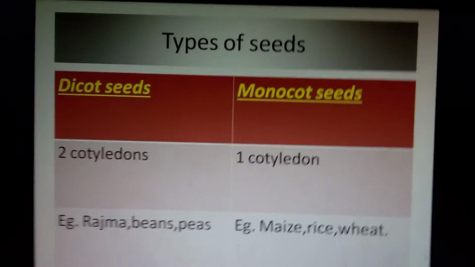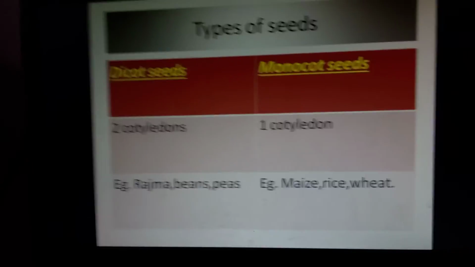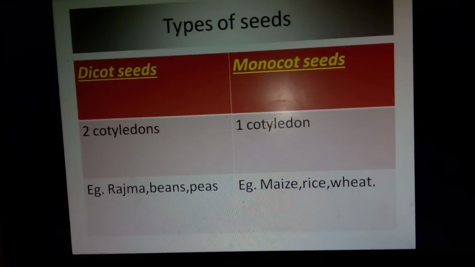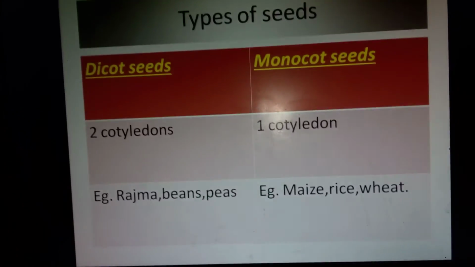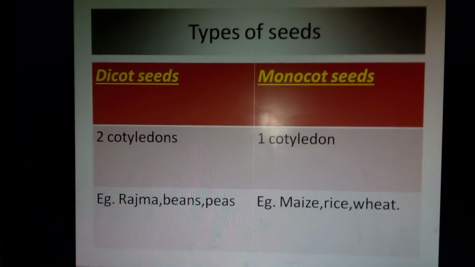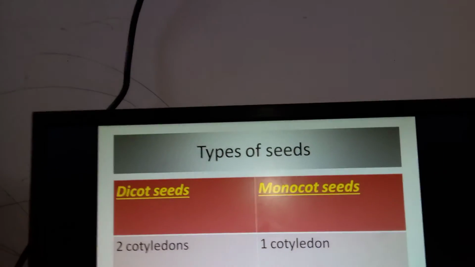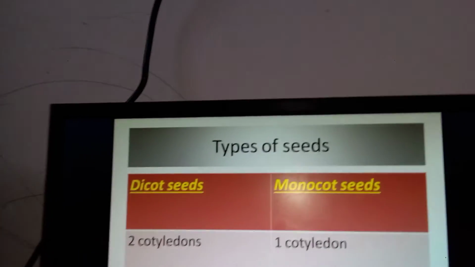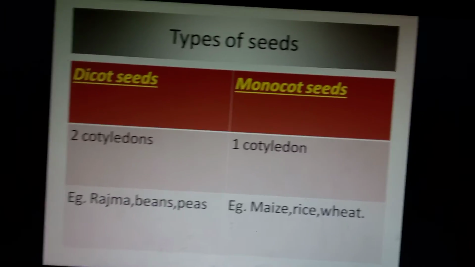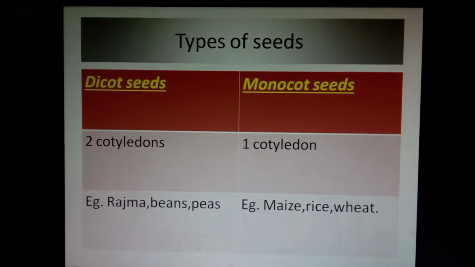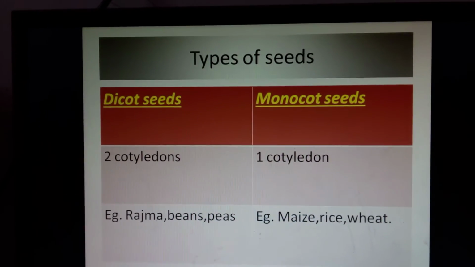Types of seeds. Seeds are of two types: dicot seeds and monocot seeds. Dicot seeds have two cotyledons. Examples are rajma, peas, and beans. Dicot means two, and monocot means one. Remember this in mind.